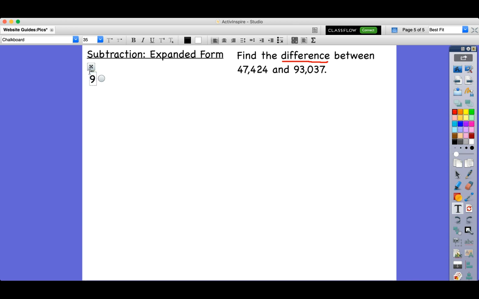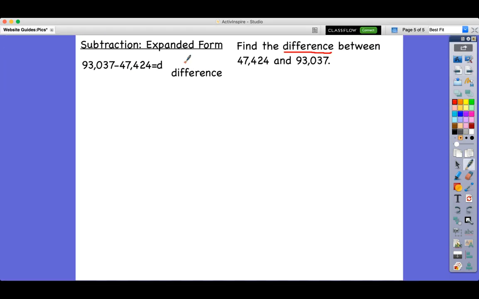Now I know in subtraction that the greater number comes first in my equation, and in this equation, the greater number is actually second, the 93,037, because I know this 9 in the 10,000s place is larger than the 4 in the 10,000s place. So I'll write 93,037 minus 47,424 equals D. And that D is just representing my unknown, or what I'm trying to solve for, which in this problem is the difference. It could be any letter.